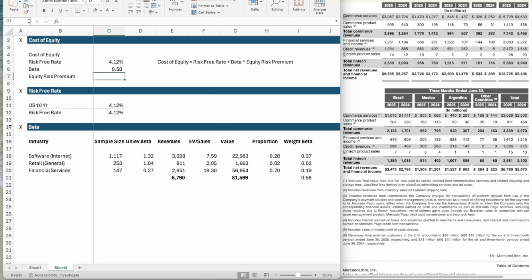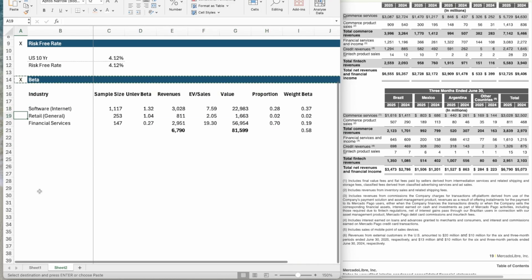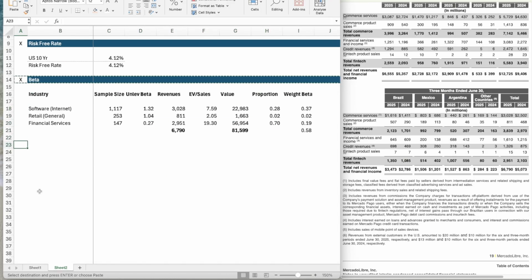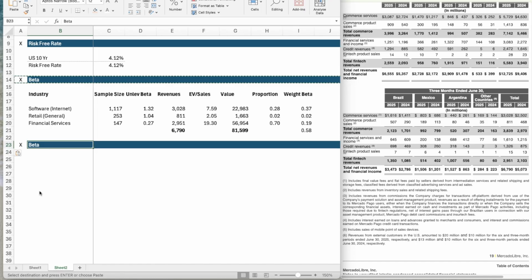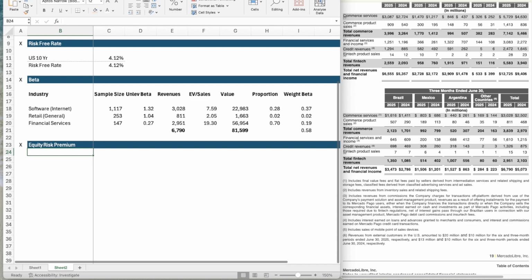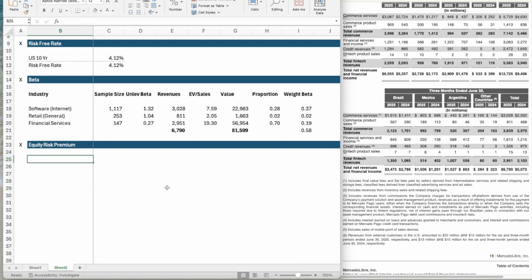Okay, now on to the equity risk premium. And this is probably, for a company like MercadoLibre, the most complex part because it has revenues from so many different regions across Latin America.